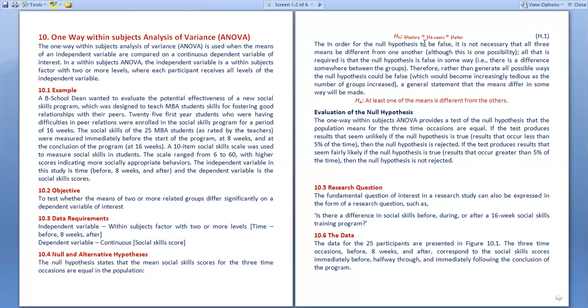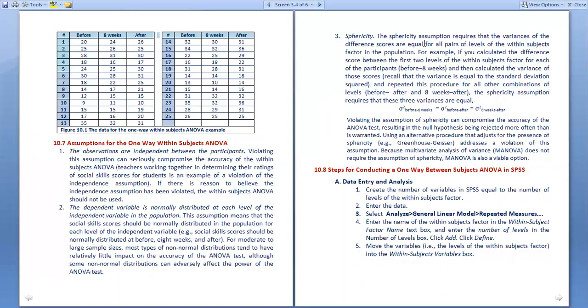We had collected the data from 25 students on the same, and this data is before you. So let's look at how are we going to work on this one way within subject ANOVA. So let's move to the SPSS file.